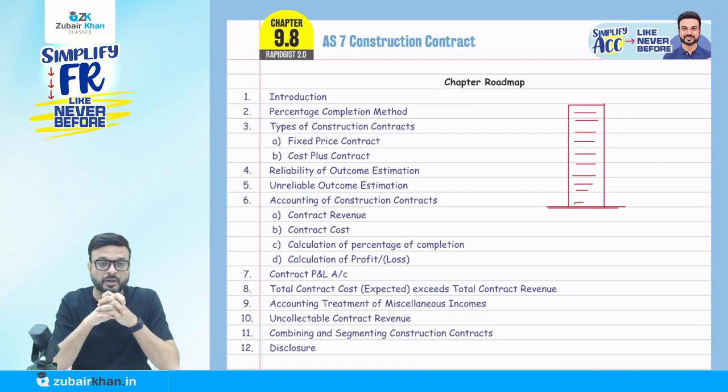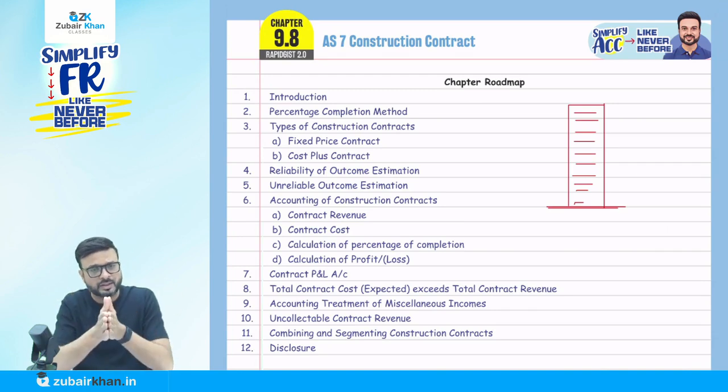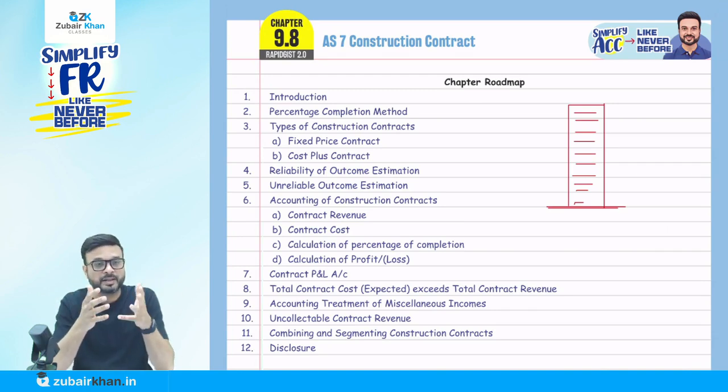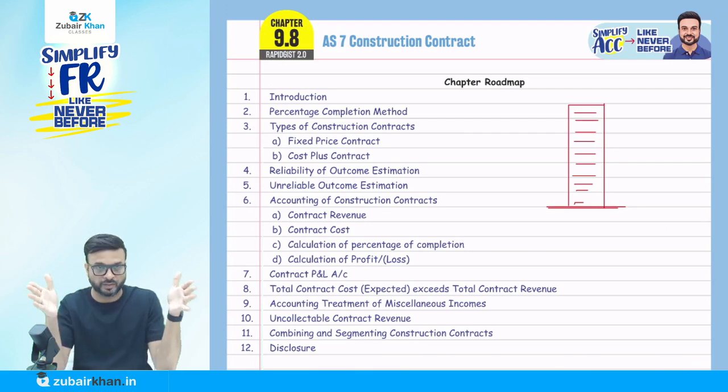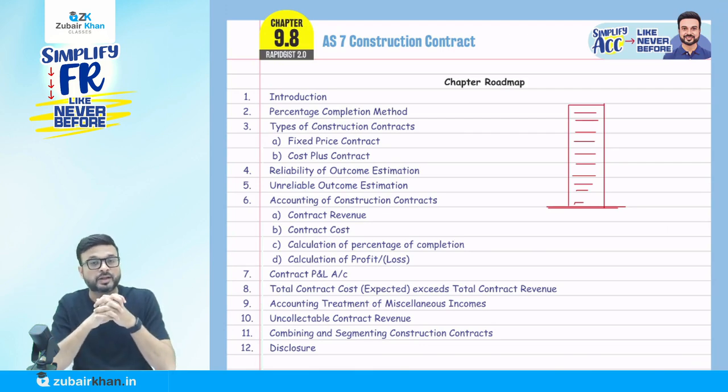Now understand why AS 7 is needed. As we know, construction contracts take a longer period of time. Very rarely it might be even less than 1 year, but generally it takes more than 1 year. So the question arises: how to recognize the income and expenses? Suppose the contract is to construct a building and the price is decided, let's say 100 crore.